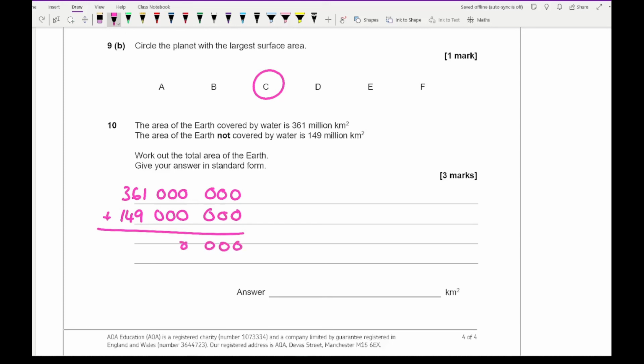So these are all going to be 0, that's going to be 10, that's going to be 11, and that's going to be 5. So we need to convert 510 million. So converting this into standard form is going to be 5.1 times 10. And if I just count the number of decimal places, 2, 3, 4, 5, 6, 7, 8, that's going to be 8 there, and there we go.